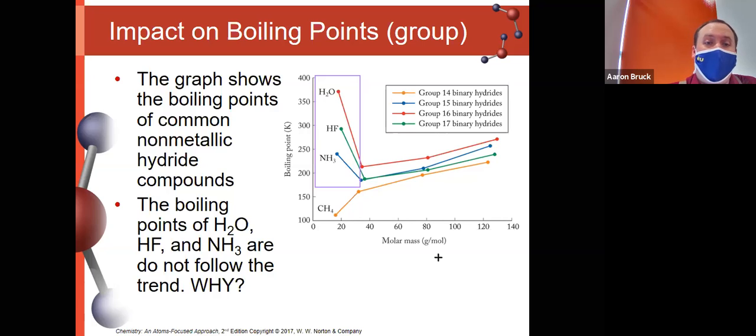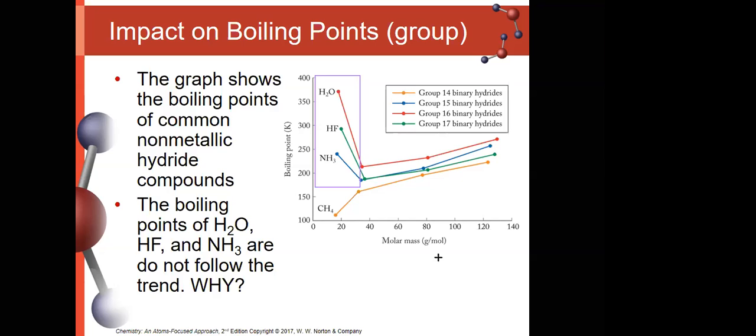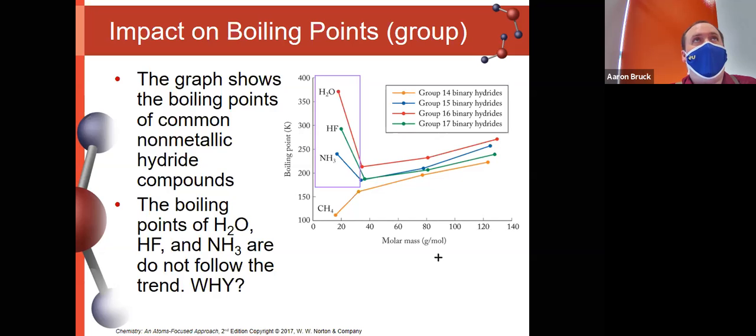Well, all of the ones in group 15, 16, 17 are polar. What's special about those 3? What do they have that the other polar molecules in their groups do not? They start off with high boiling points. Okay, they do have high boiling points. The question is, why do they have the high boiling points?